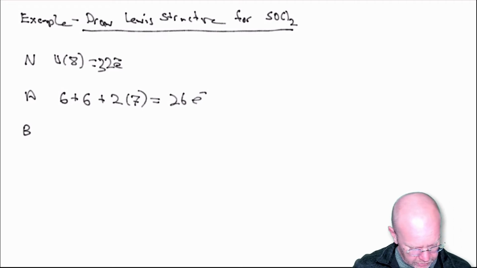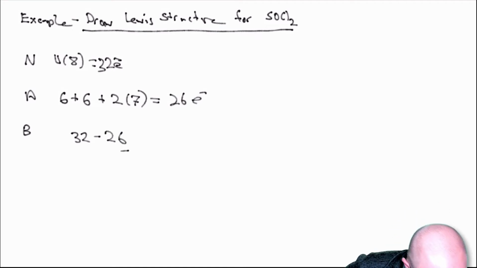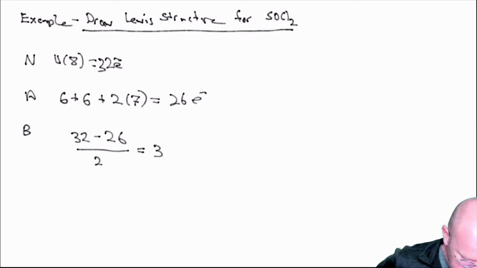Okay, so now what we're going to do is figure out how many bonds need to exist in this molecule. So we're going to take the needed electrons, 32, minus the available electrons, 26, and we're going to divide that by 2. So 32 minus 26 is 6, over 2 is 3.